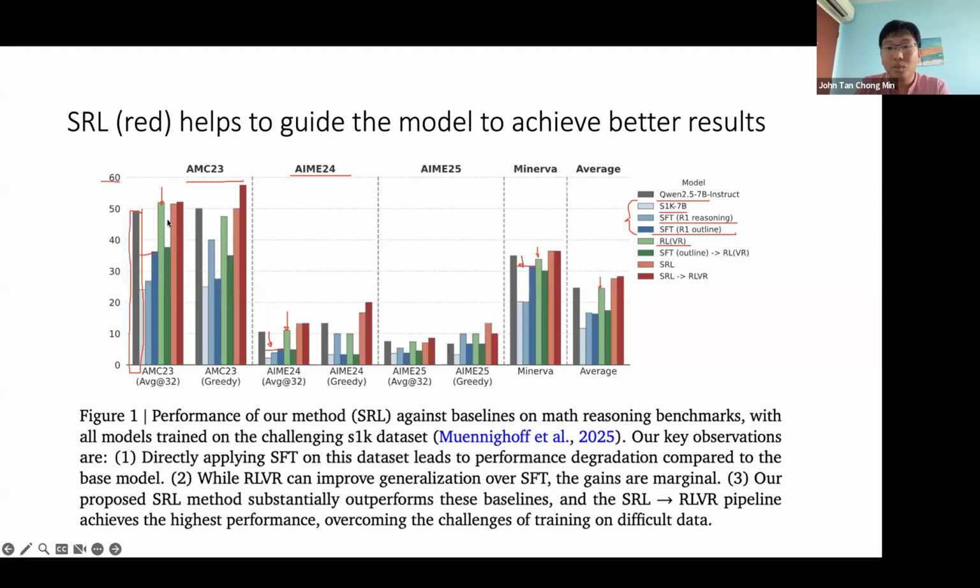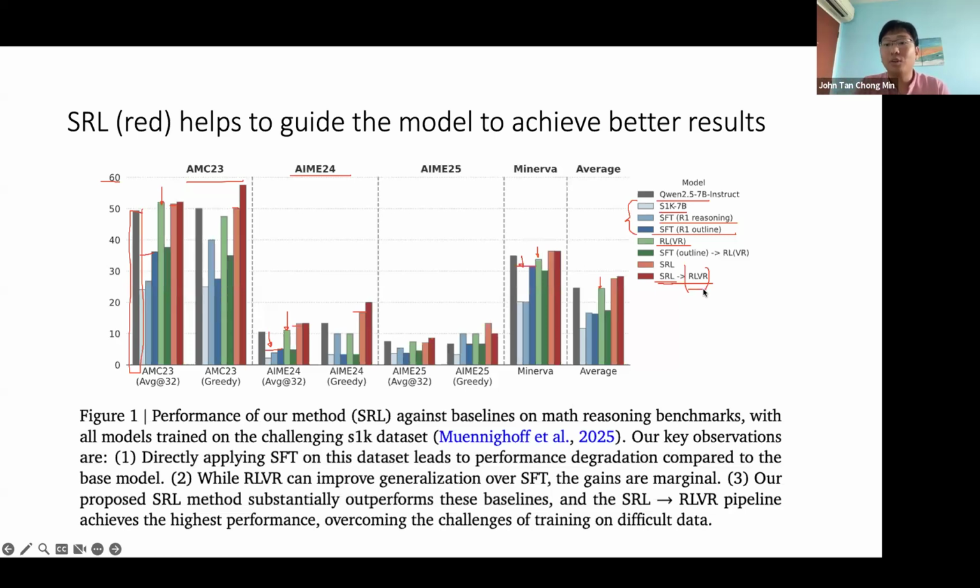But what they have found out is that if you use this thing called supervised reinforcement learning, you can see the SRL is similar to RLVR. It's actually better, the orange one. But the best is if you do supervised reinforcement learning to learn a step-by-step approach, then you give it RLVR, which asks it to learn from only the successful trajectories. Because of the SRL training, it's able to do step-by-step planning better, or step-by-step output better.